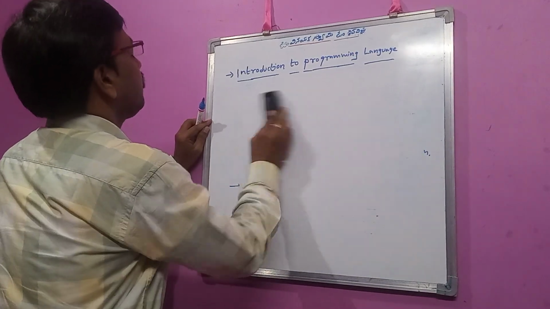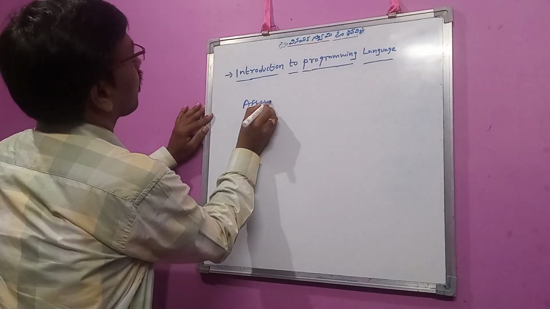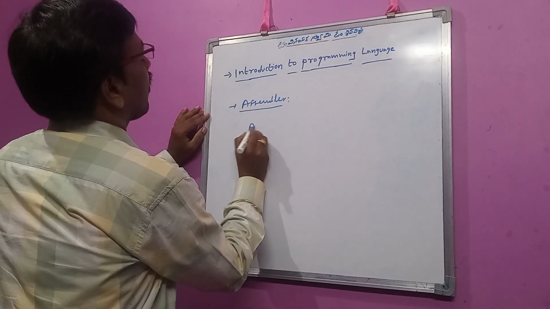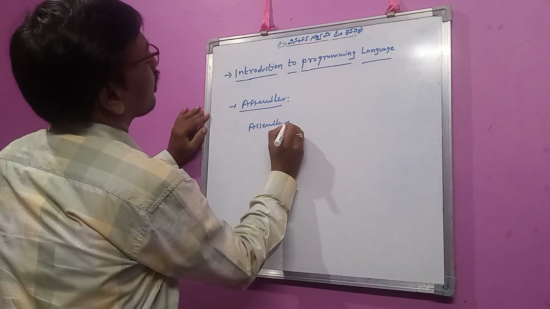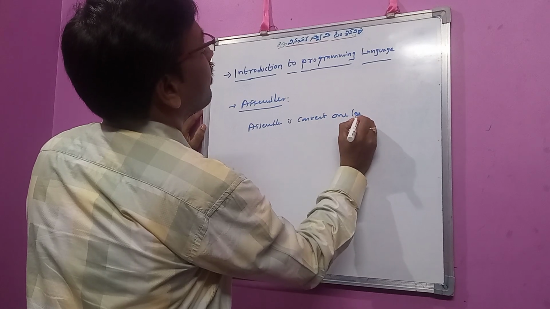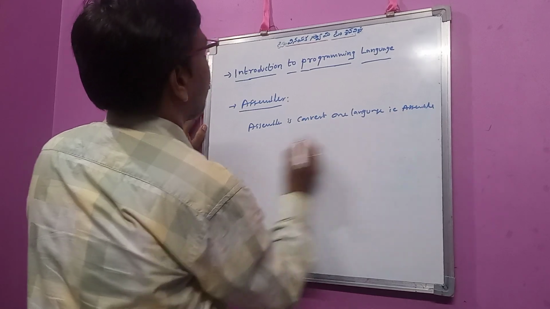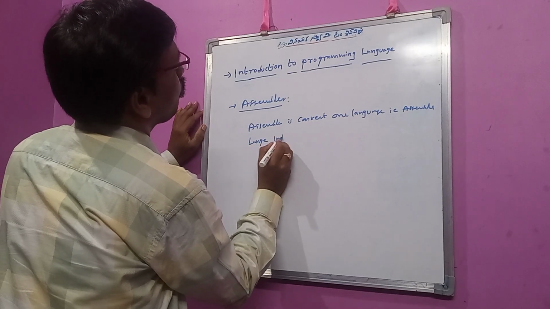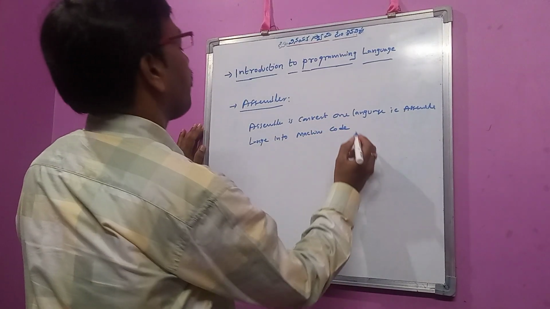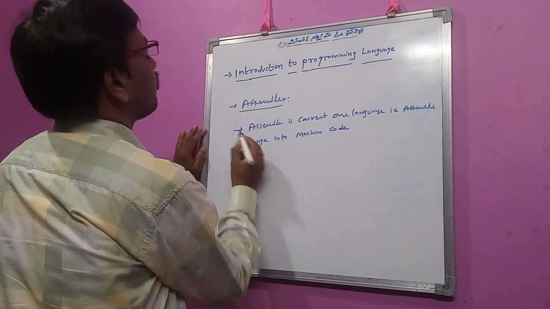Next, assembler. An assembler converts one language, that is assembly language, into machine code. That is called an assembler.